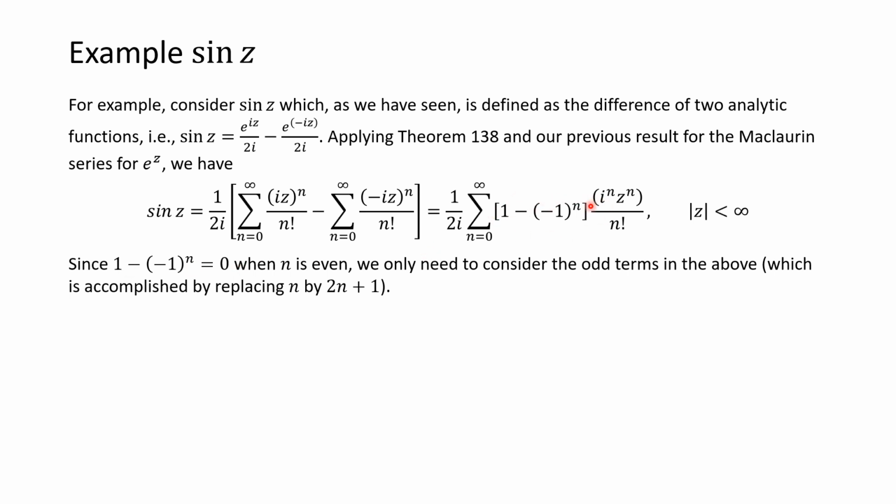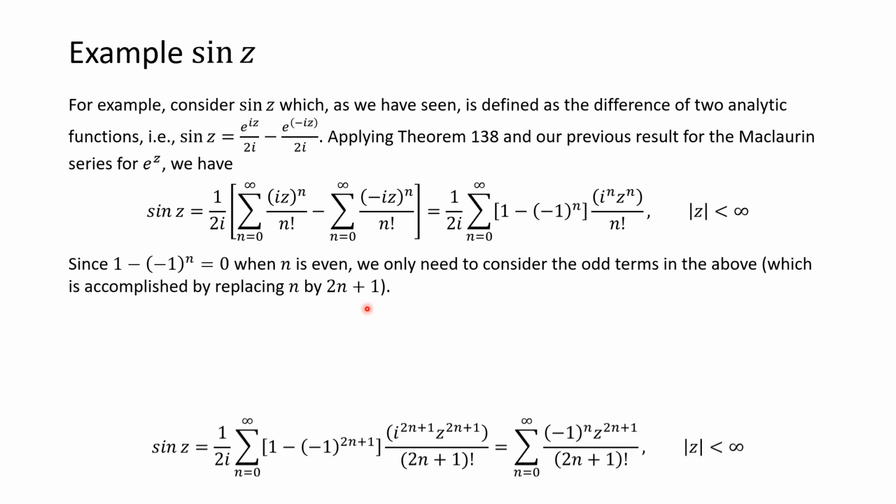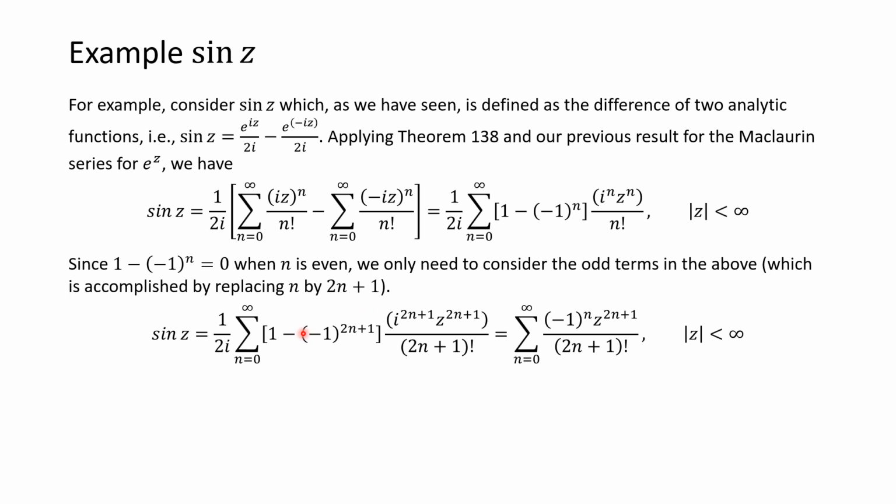This part of the coefficient, I should say, when n is even, this is 0, right? Because you get minus 1 to an even number is 1, so you get 0. So we only have odd terms. So we can just evaluate this at the odd values, 2n plus 1. And that's what I did here. I plugged in 2n plus 1 for n in 4 places here. And then we get this expression.